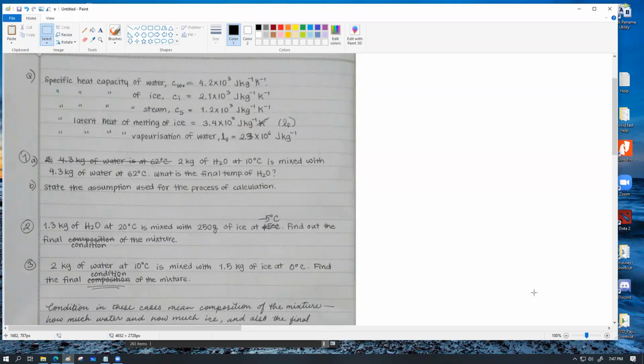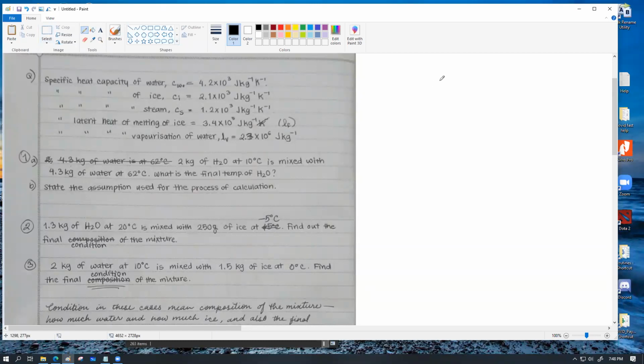I'm going to try and solve this on the right side. So let's have a look. The first question says 2 kg of H2O at 10 degrees Celsius is mixed with 4.3 kg of water at 62 degrees Celsius. What is the final temperature of the H2O? So the thing that you can see over here is that the state of both of these materials, H2O and H2O, is liquid. So that's why they are only asking you to find out the final temperature, because it is obvious you cannot produce ice by mixing 2 different temperatures of water. Your water is going to be somewhere in between.